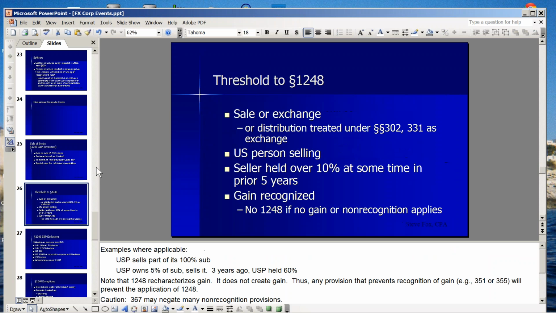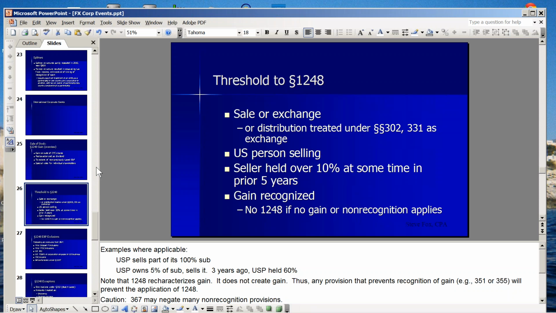So let's talk about the threshold for 1248 and what it does and when it doesn't apply. Because if I'm a U.S. corporation, I really want to get into 1248 if I sell my foreign sub. I want to make sure 1248 applies. So when does it apply? On any sale or exchange or any distribution treated under the corporate sub-C rules as an exchange.